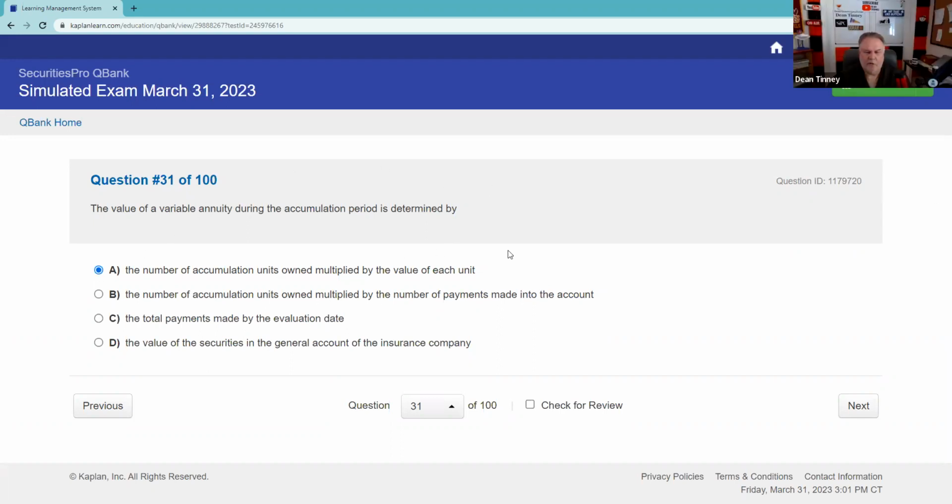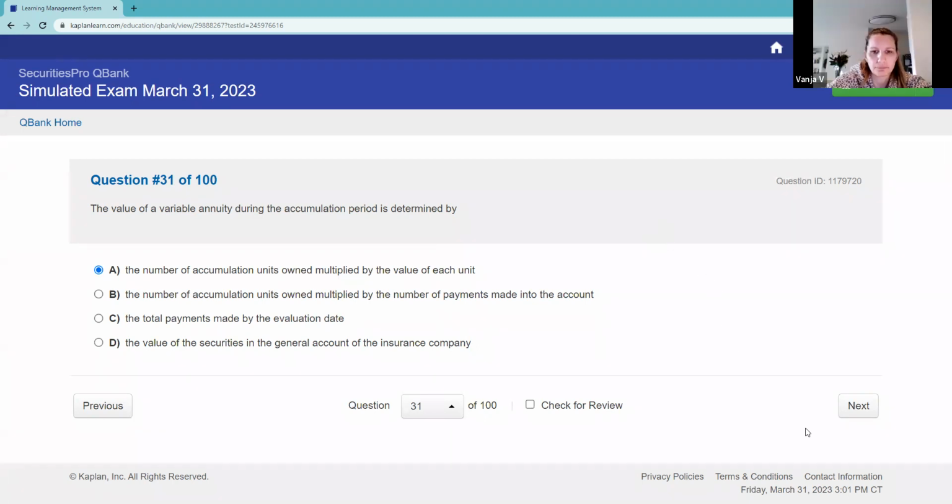I think of the accumulation as a mutual fund with an insurance wrapper, and the shares are called accumulation units. So it's basically the same as what NAV would be to a mutual fund. Right. That is what accumulation is.